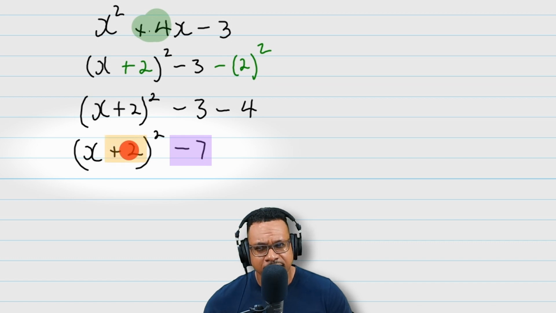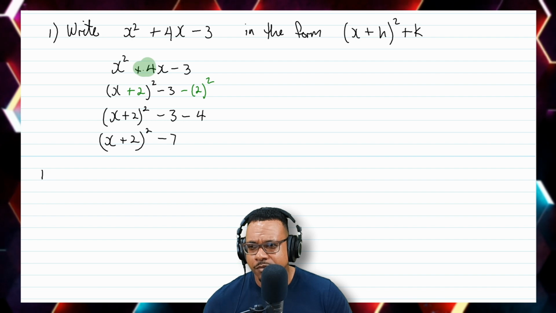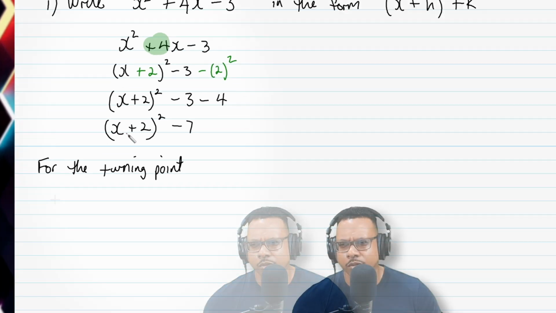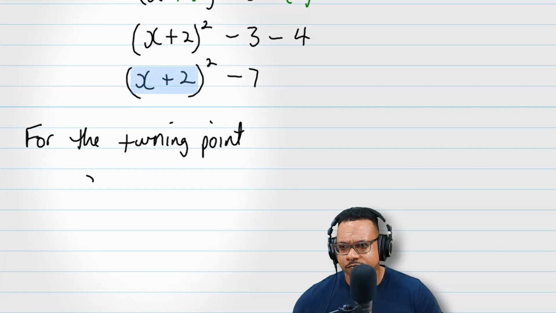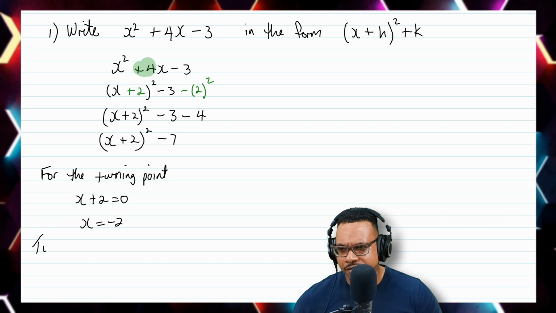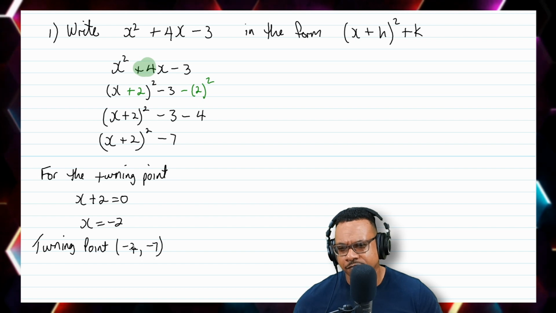So this graph is a minimum curve, and this negative 7 here would be the y component of our turning point. Therefore, this negative 7 will be our minimum point on the curve. This value 2 inside of here, if we change the sign from positive to negative, will be the x component of our turning point. So I'm going to put x plus 2 equal to 0. We'll carry the positive 2 across the equal sign and get x is equal to negative 2. So now this will be the x component of our turning point, and this negative 7 will be the y component. So my turning point would be negative 2 and negative 7.